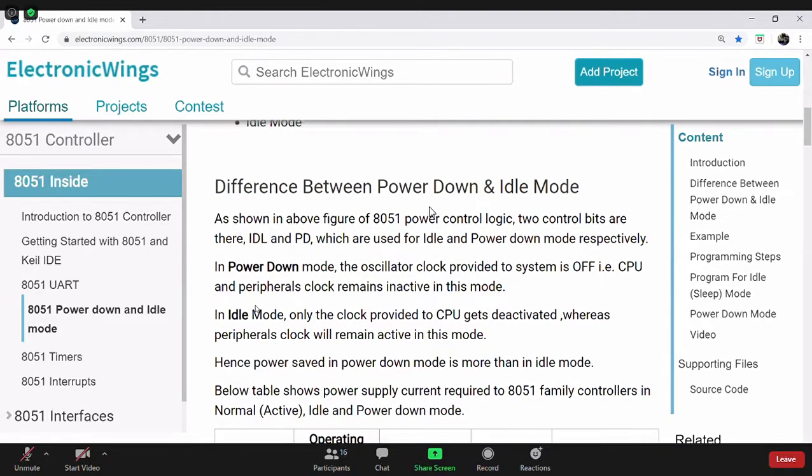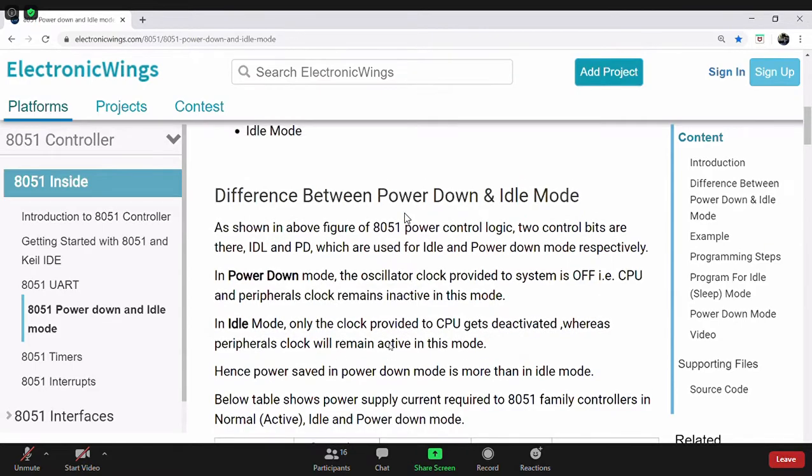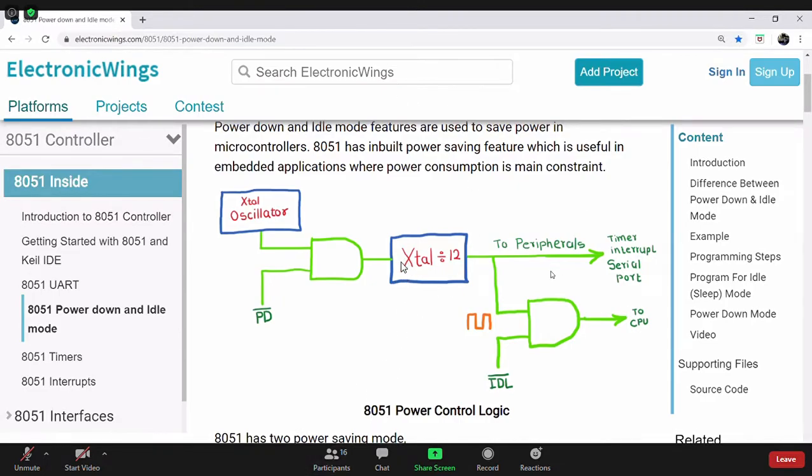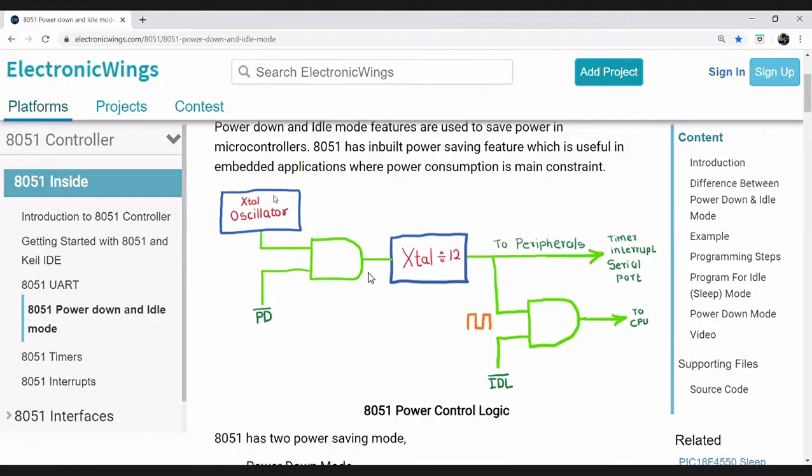Now in idle mode, what will happen? Only the clock provided to the CPU gets deactivated, whereas the peripherals' clock will remain active in this mode. Can you see this in idle mode? Only this CPU will be inactive. That means in idle mode, IDL equal to 1. When IDL equal to 1, this complement will be 0. So if this is 0, the CPU will not get the frequency, so the CPU will not work. That is idle mode.